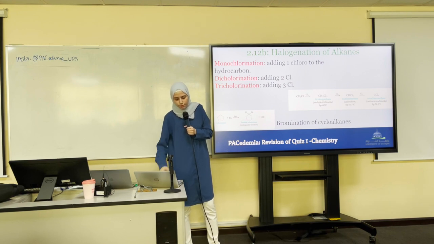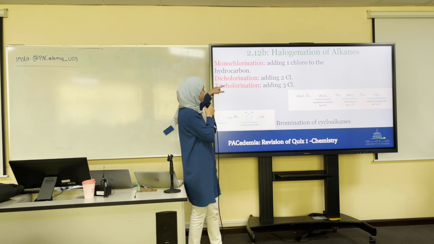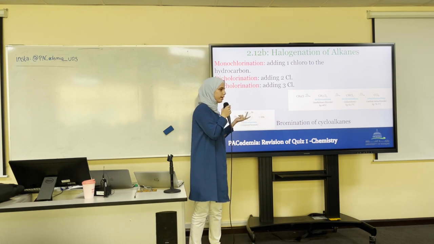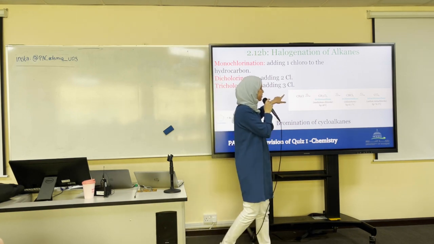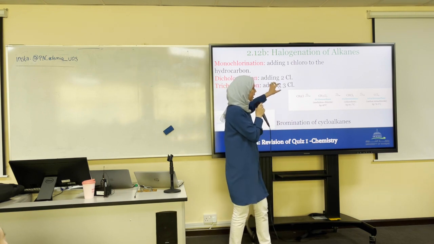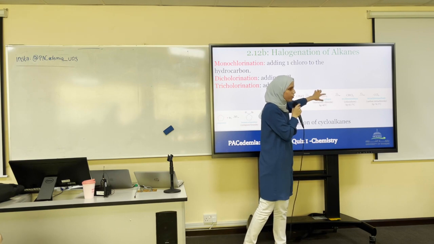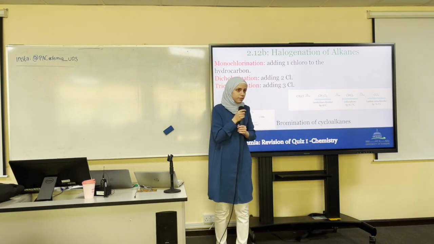And with chlorine, chlorination. We have monochlorination, dichlorination and trichlorination: monochlorination is adding one chlorine, di is two, tri is three. For example, with methane, adding one chlorine is mono, adding two is di, three chlorines is tri, and four chlorines.